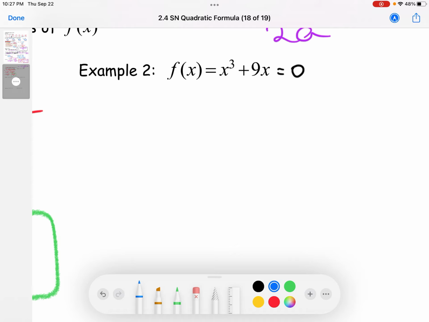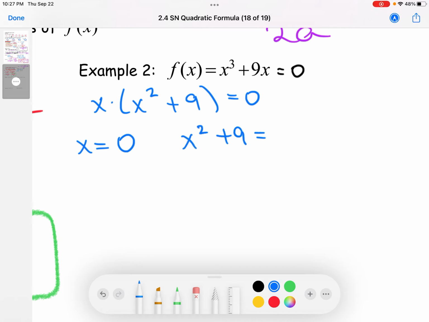Okay, if you remember from a couple lessons ago, we can factor this. So factor out an x, then x squared plus 9 is what's in parentheses. That's equal to 0. So setting each factor equal to 0, x equals 0 is one solution. Then x squared plus 9 equals 0. Solving that will get us the other solution. So x squared is equal to negative 9. So x would equal the square root of negative 9.